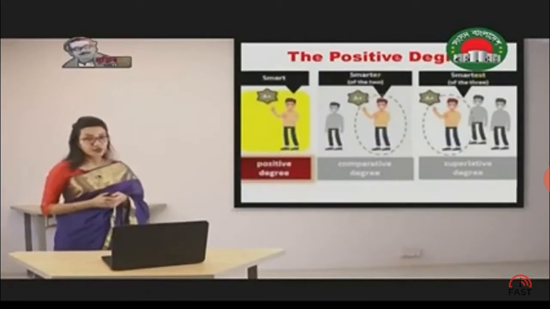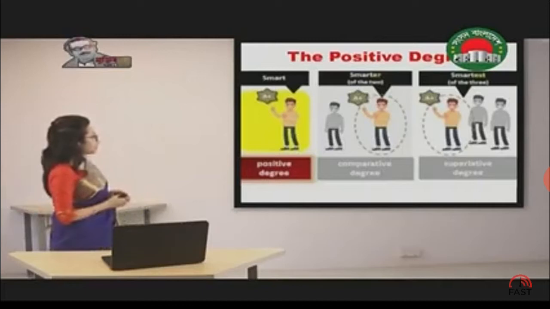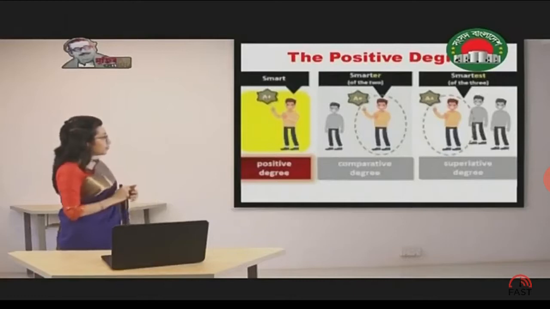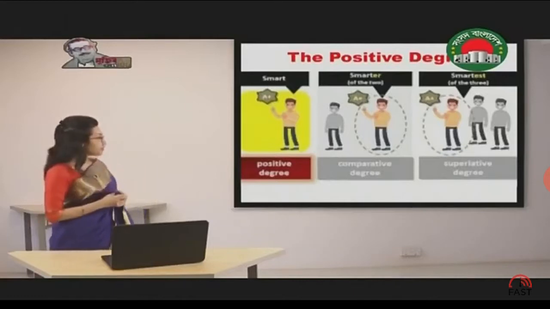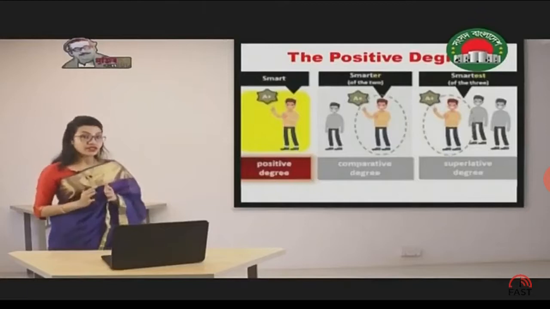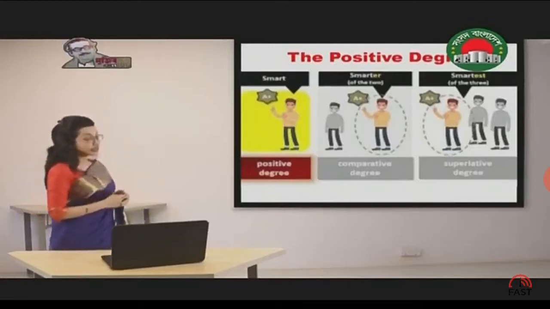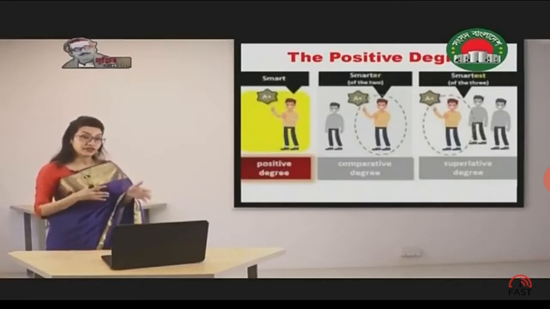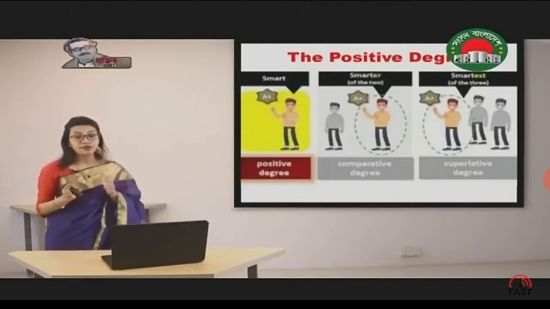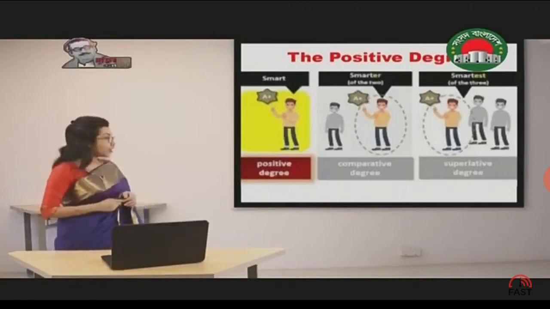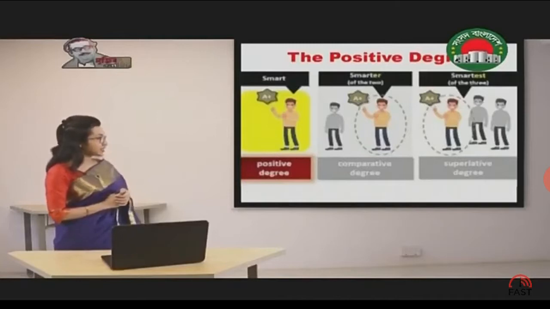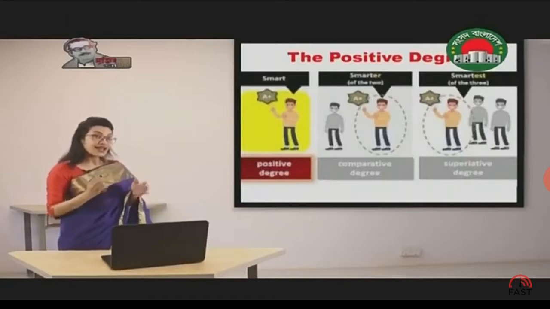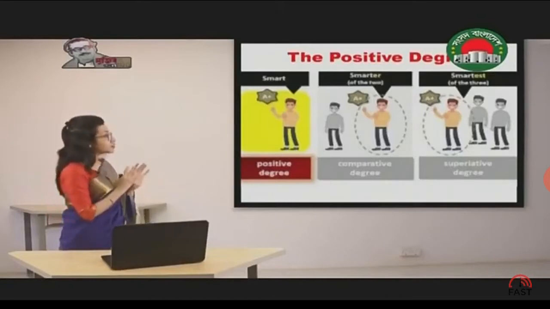Here we can see another picture. In the first one there is a boy, and next to it, it has been written positive degree. In the second picture there is the picture of two boys and one of them has been circled. And here we have written smarter, which means this is the comparative degree because the boy has been compared between two people. On the other hand, in the third picture, we can see that there are three boys and one has been circled, and the adjective that has been used here is smartest.